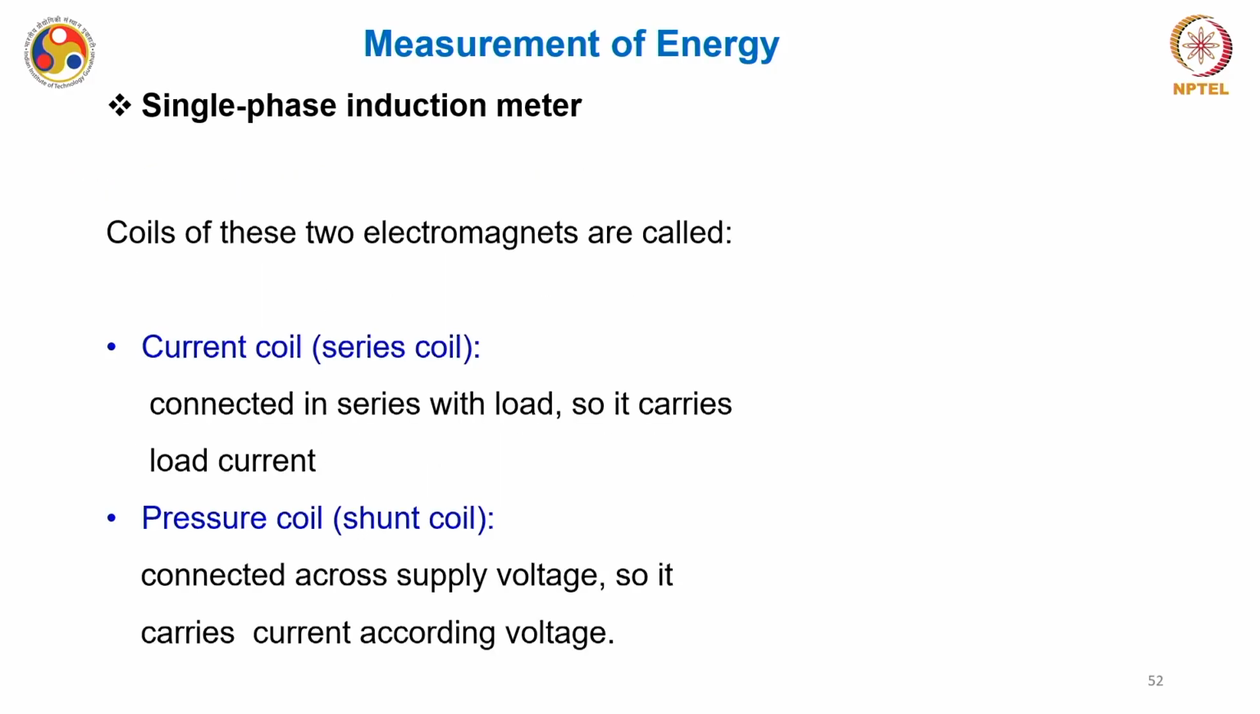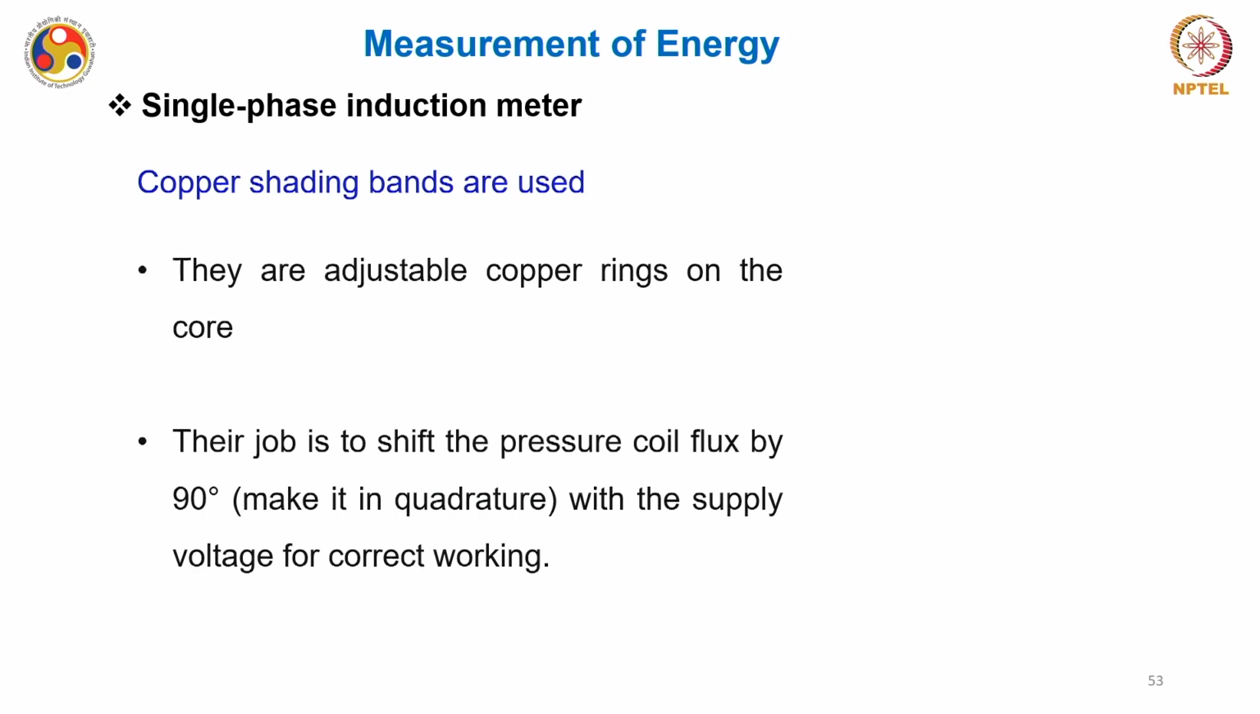The driving system of this single phase induction meter also has a very important component, which is known as copper shading bands, and these copper shading bands are used in such a way that they are able to adjust the copper rings on the core. Their main job is to shift the pressure coil flux by 90 degrees, or make it in quadrature with the supply voltage for correct working. So it acts as a kind of phase corrector for the energy meters.